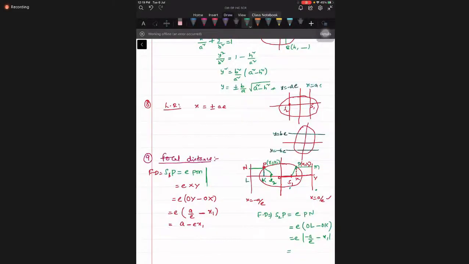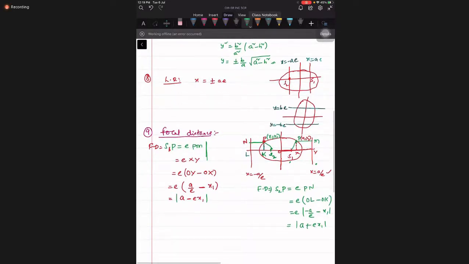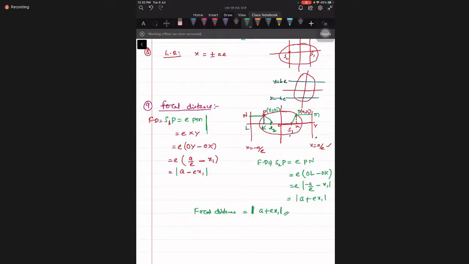If you multiply it now, what are we going to get here? A plus EX1. It's a length, so neglect the negative. Everywhere, what is the focal distance from? Mod of A plus EX1. You will get A and E from the ellipse and X1 is from the point. All of you, please remember.